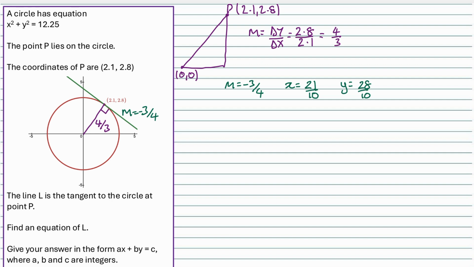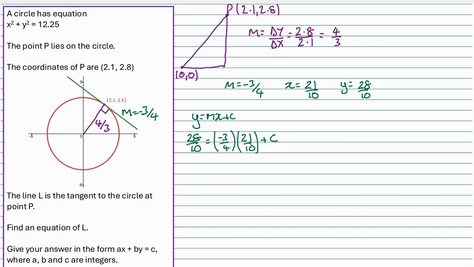Now we can substitute each of these three values into the equation for a straight line, y equals mx plus c. So y, 28/10, will equal m, negative 3/4, multiplied by x, 21/10, plus the intercept c. So now we need to work out this value.